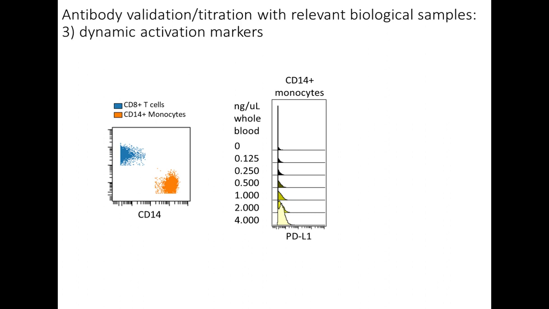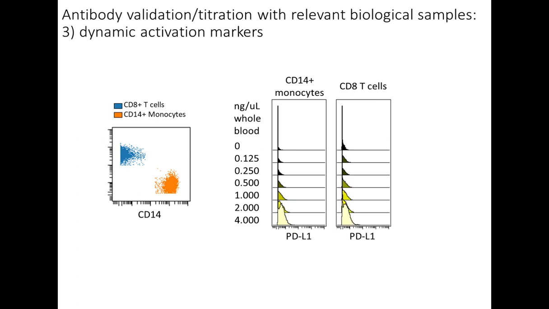And we can see in general there's relatively low expression here. It does seem like we're getting a dose-dependent increase in PD-L1 expression on monocytes. But when we look at our CD8 T cells, which we expect to be predominantly negative for PD-L1, we can see a similar dose-dependent increase here, suggesting that this is largely an increase in background.